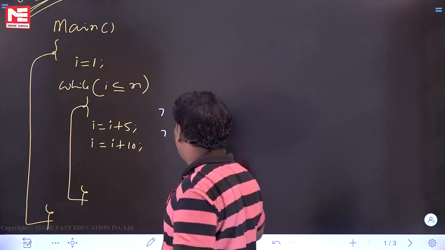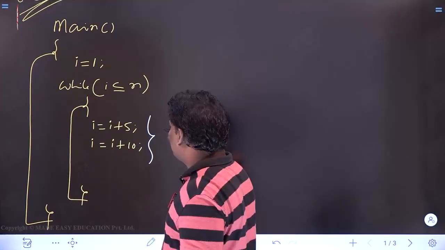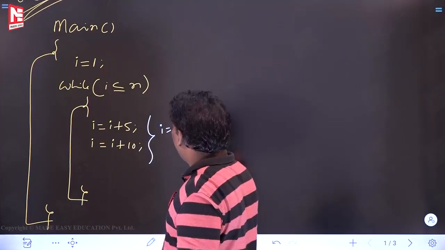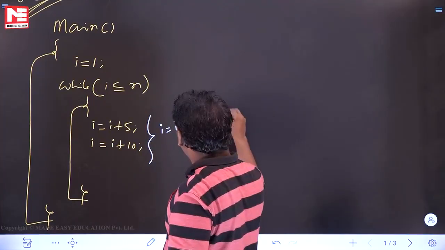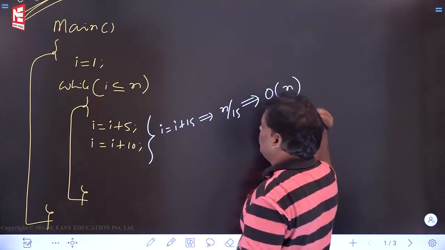Now can you help me? Overall how much? Right, overall if you see, what is the answer? This will become I = I + 15, which will go to n by 15, which will go to big O of n. You know this very well.